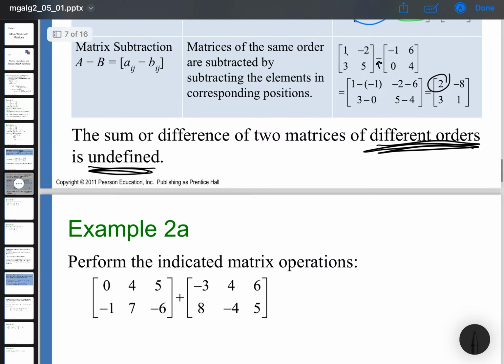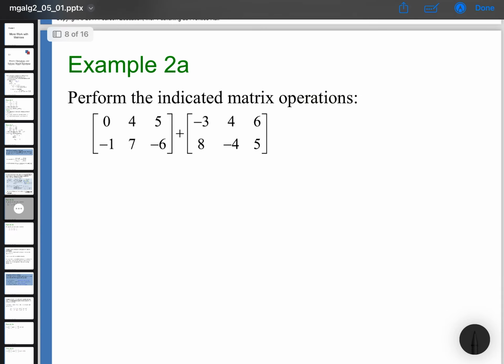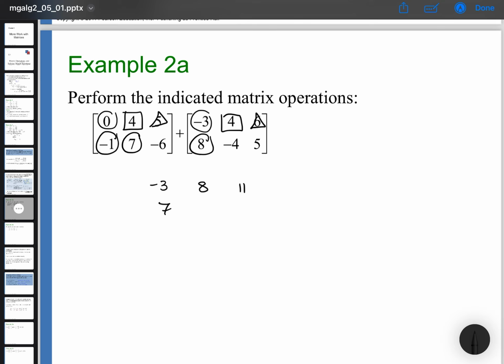So let's try this out. Perform the indicated matrix operation. Well, they're saying to add, so I'm going to do 0 plus -3, -3. 4 plus 4, that's 8. 5 plus 6, that's 11. -1 plus 8, that's going to give us 7. 7 plus -4, that's going to give us 3. -6 plus 5, that's going to give us -1. And we have successfully added these two matrices. All right, that's really all there is to it. Just add them up and you are good to go.